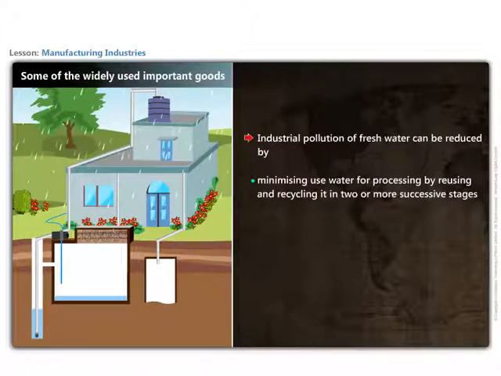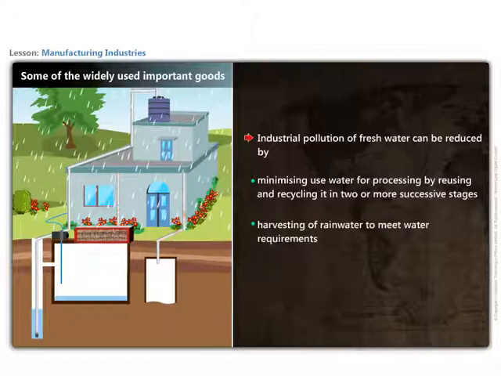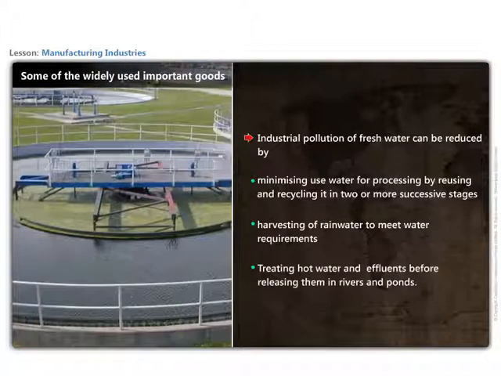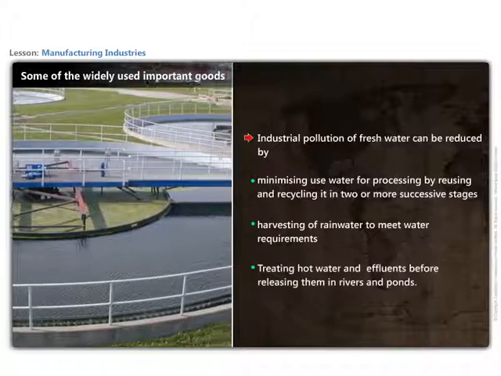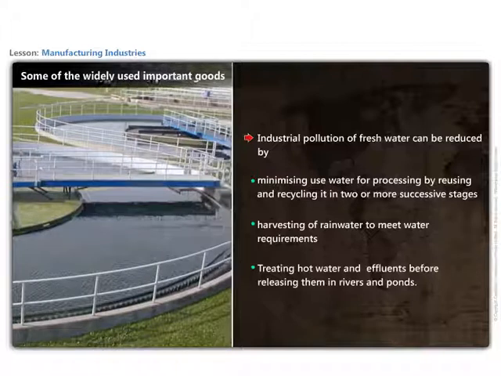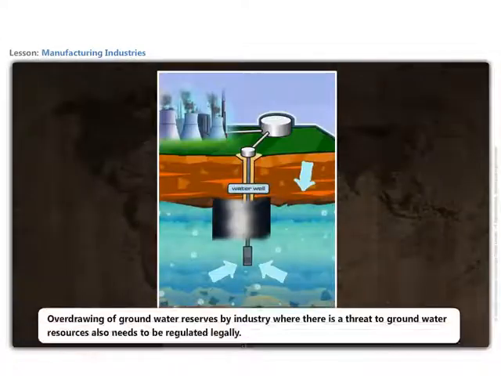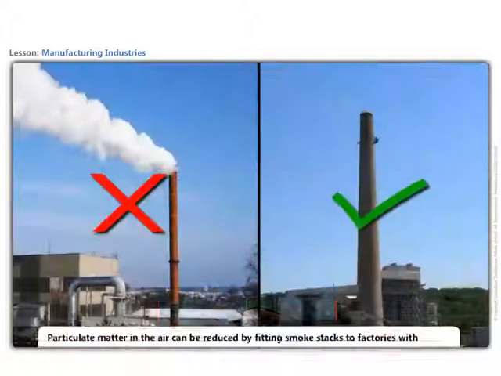minimizing used water for processing by reusing and recycling it in 2 or more successive stages, harvesting of rainwater to meet water requirements, treating hot water and effluents before releasing them in rivers and ponds. Overdrawing of groundwater reserves by industry where there is a threat to groundwater resources also needs to be regulated legally.